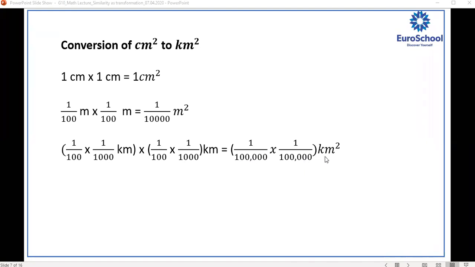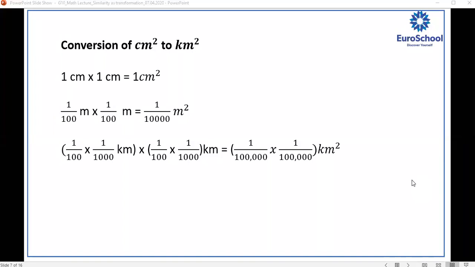We are going to use it in many questions. If you have any doubt here in this conversion, please ask me now. Any doubt here? Ma'am, can you explain the kilometer again?